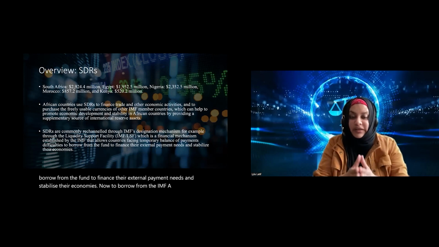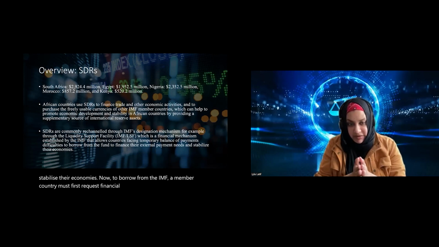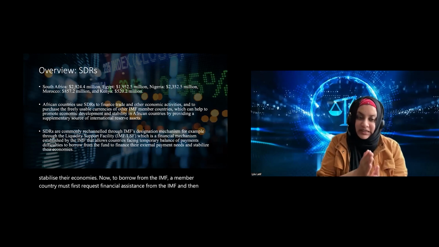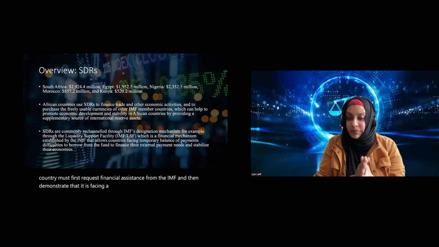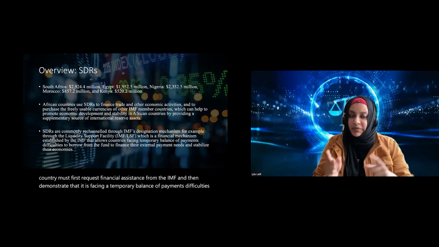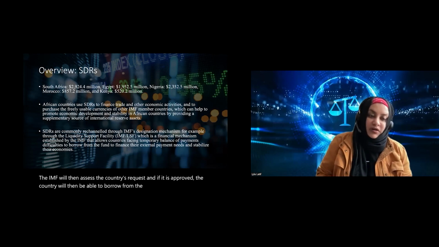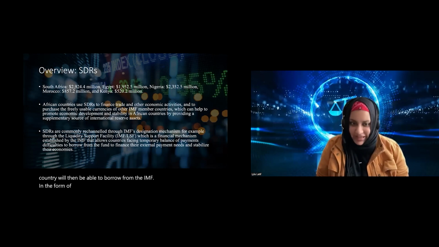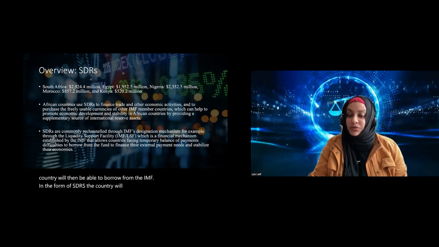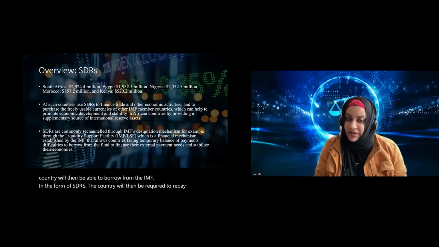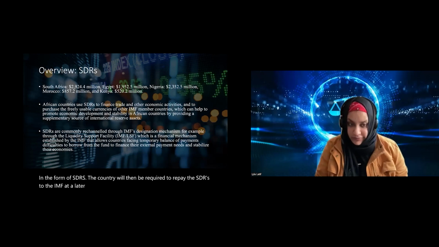Now, to borrow from the IMF, a member country must first request financial assistance from the IMF and then demonstrate that it is facing a temporary balance of payments difficulty. The IMF will then assess the country's request, and if it is approved, the country will then be able to borrow from the IMF in the form of SDRs. The country will then be required to repay the SDRs to the IMF at a later date with interest.